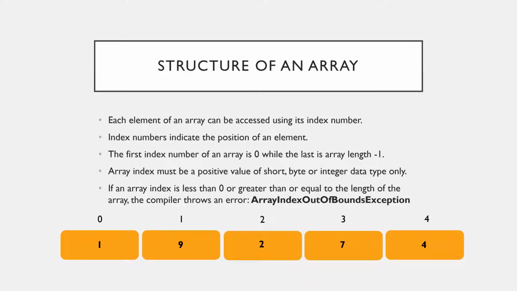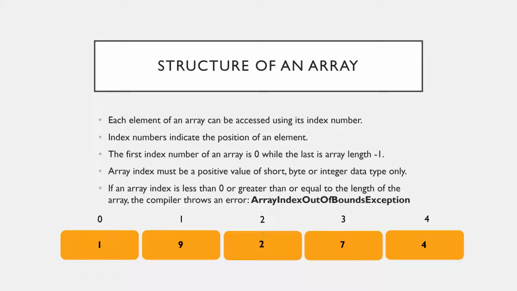Now you see there are numbers written on top of these elements. Now what are these numbers? These numbers are called index numbers. Index numbers indicate the position. The first index number of any array is 0. All index numbers start with 0, while the last index number of any array will be n minus 1, n being the length of the array.